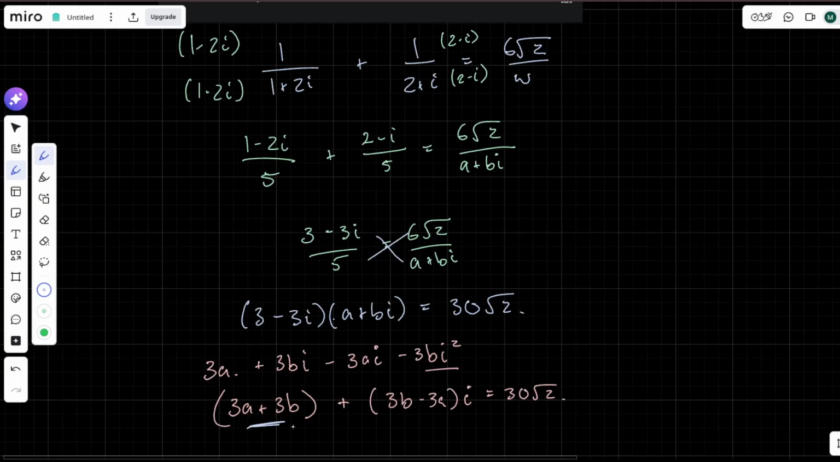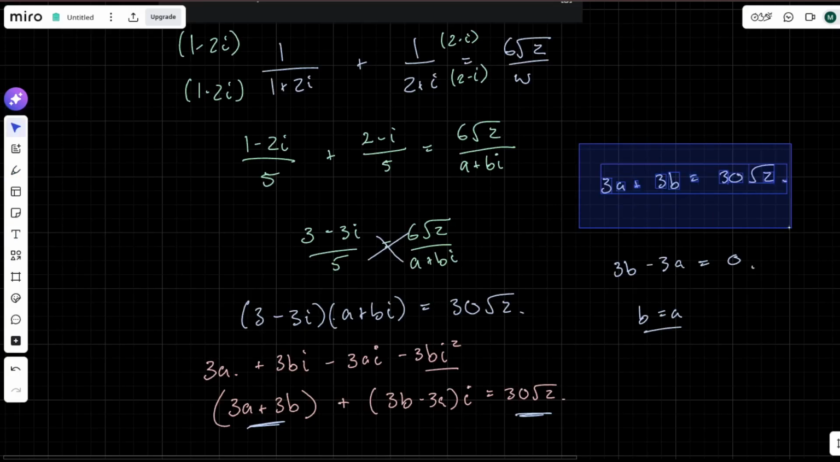So if the right-hand side of this equation does not have an imaginary component, that suggests 3a plus 3b is equal to 30 root 2. This is the real component, that's the real component. And then separately, 3b minus 3a must equal nought. But that suggests that b and a are equivalent, which possibly just seems counterintuitive for some reason that they would be the same. I don't know why I think that.